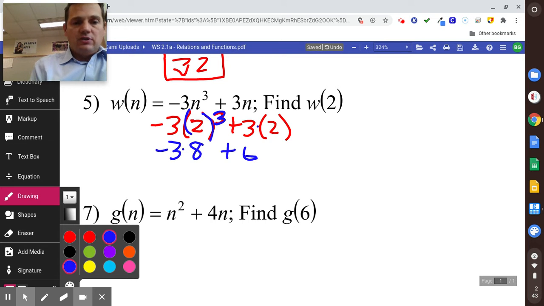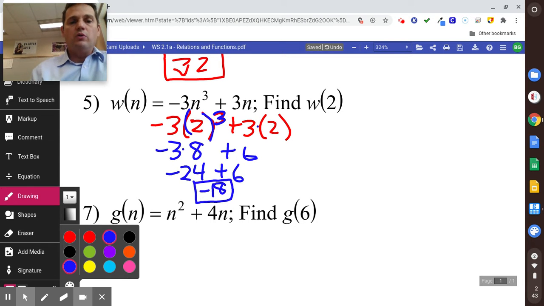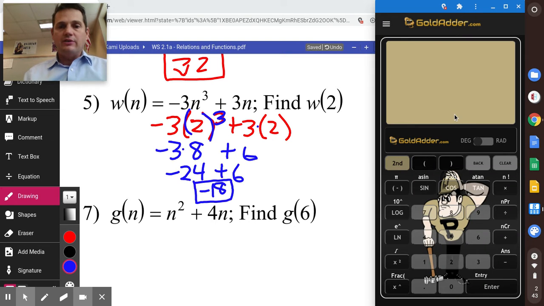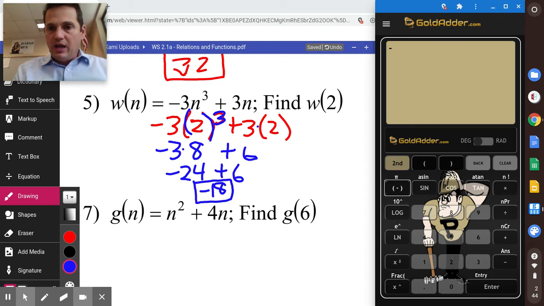So we still have some multiplication. Negative 3 times 8 is negative 24, plus the 6. Negative 24 plus 6 is negative 18. Again, make sure you show your work. If you want to check your answer, feel free to use a calculator. I like to use a calculator that has parentheses on it, but I would just type in exactly what it says.